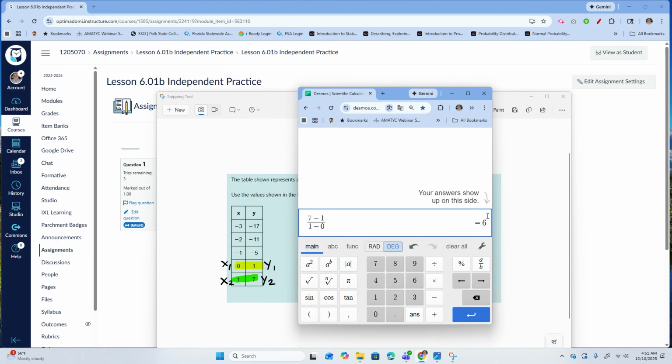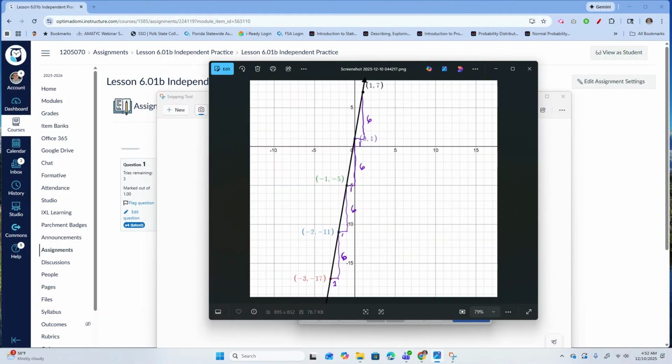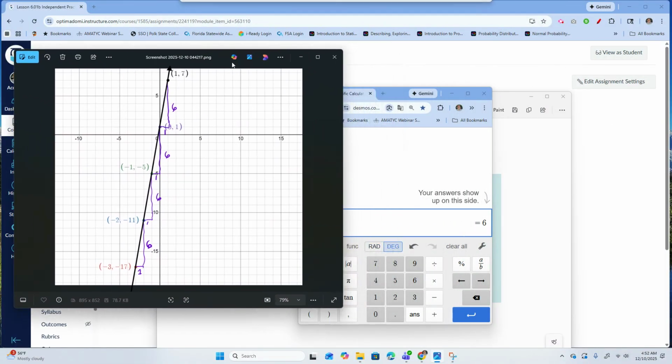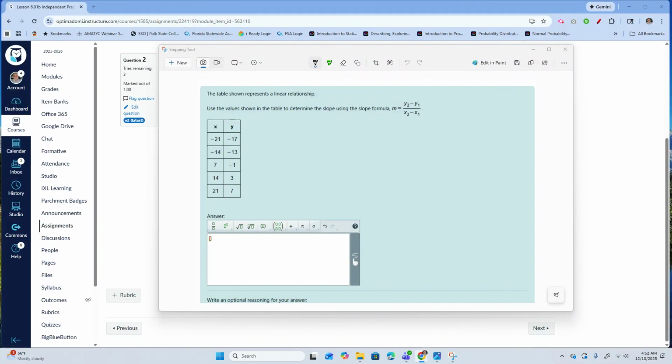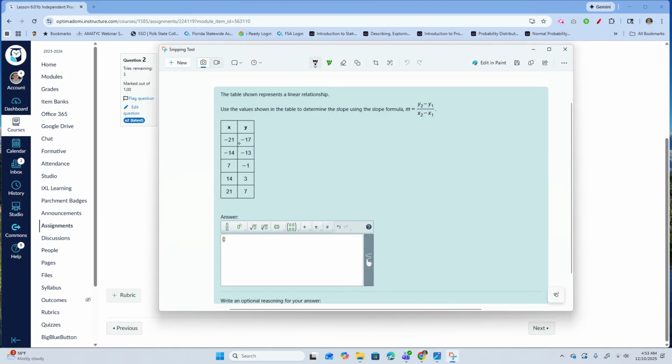When you do it, you get the same answer I showed you with the picture. The slope is 6 over 1, and 6 over 1 is 6. I got the same thing using the formula. That's what we're going to do in this lesson. So let's do the other problems. Here is problem number 2. Again, I have a table with 5 points.